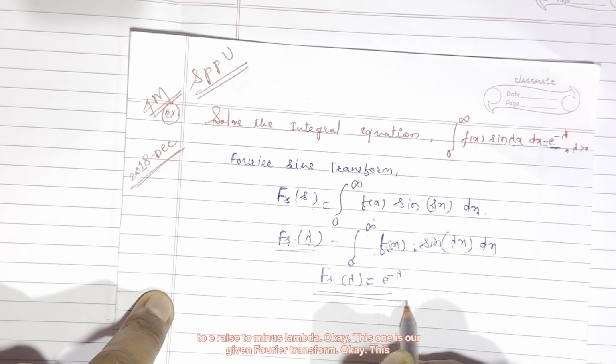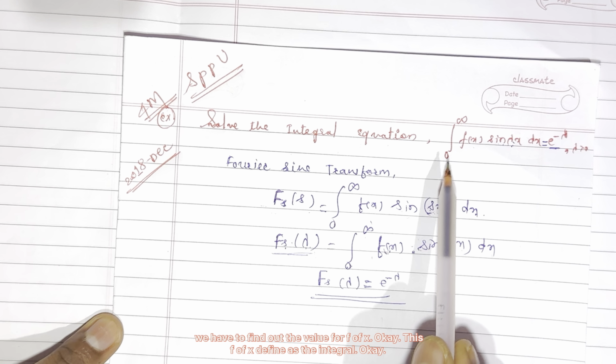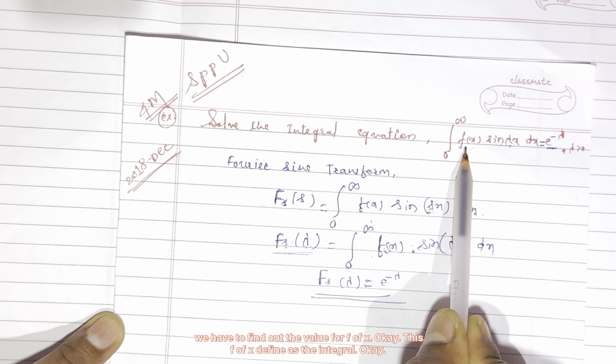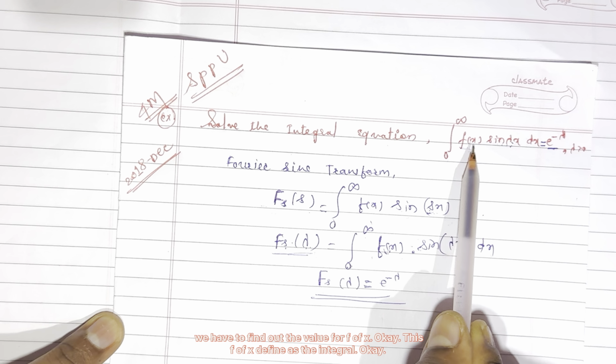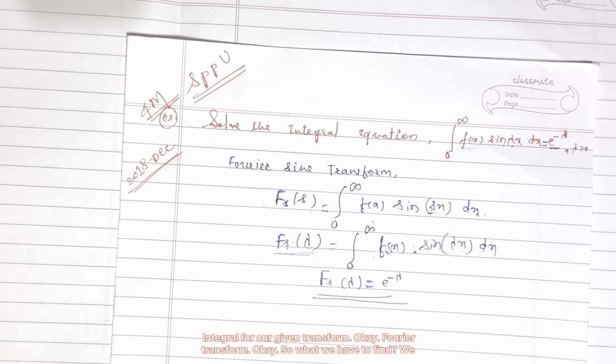This one is our given Fourier transform. Now we want the integral. See that this one is a Fourier transform, so we want the integral. That means we have to find the value for f of x. This f of x is defined as the integral for our given Fourier transform.